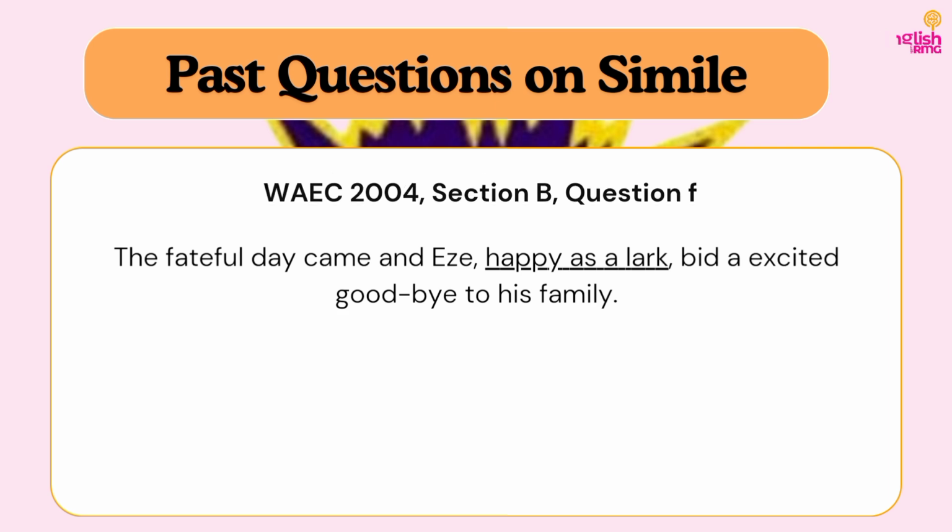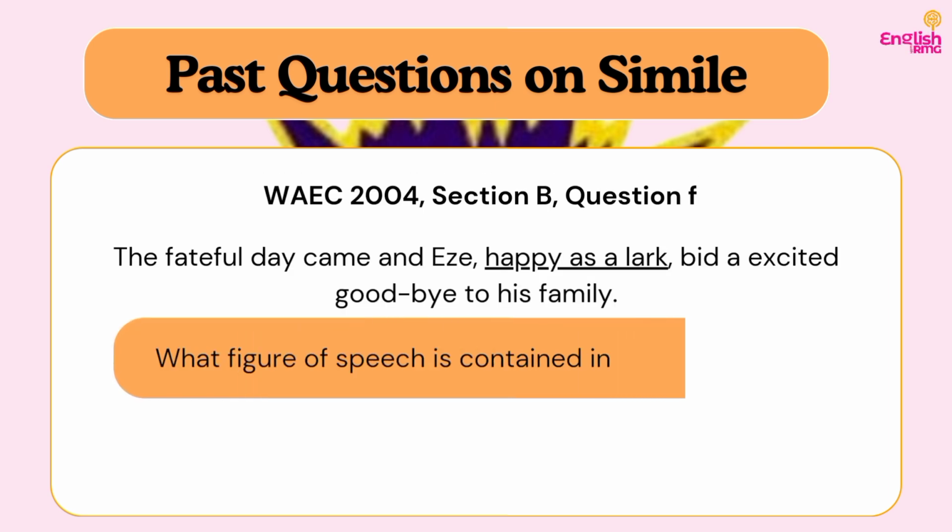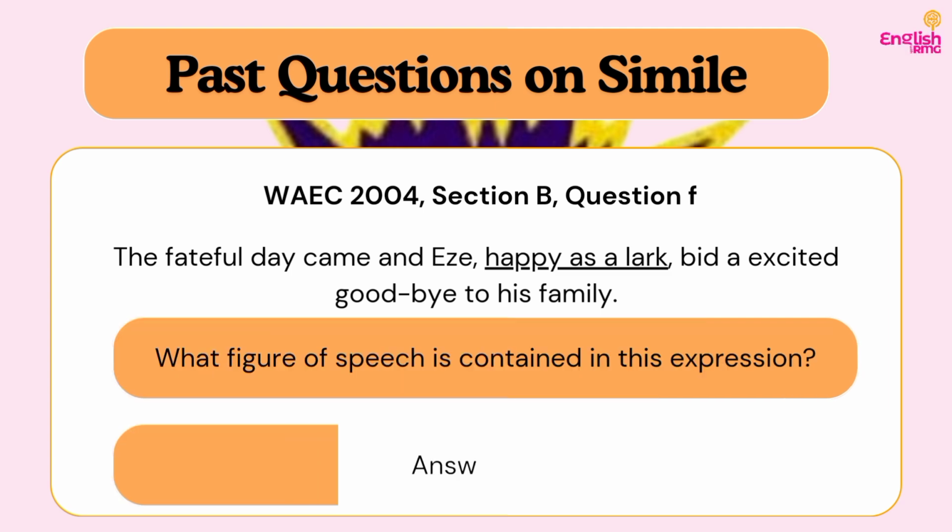So here we have "as". Happy as a lark. So the question on it is, what figure of speech is contained in this expression? So we need to identify the figure of speech. You already know it because we already have our key indicator, which is what? As. So the figure of speech is what? The figure of speech is simile.